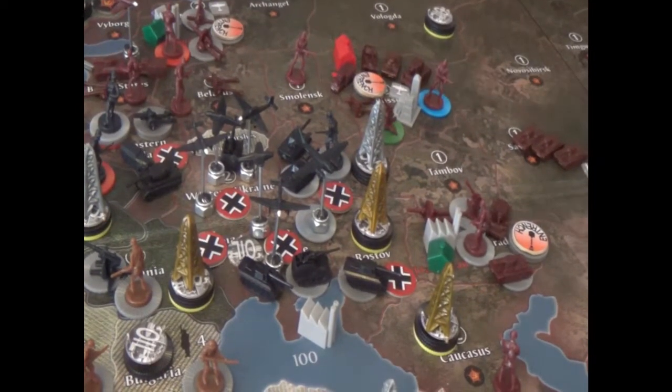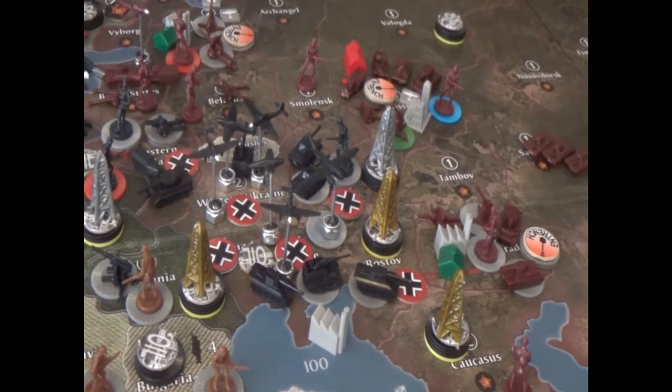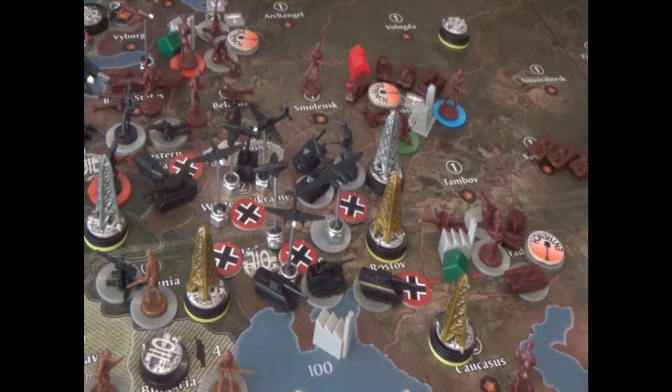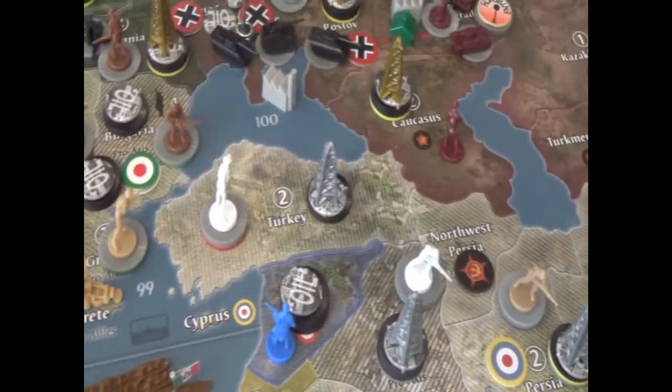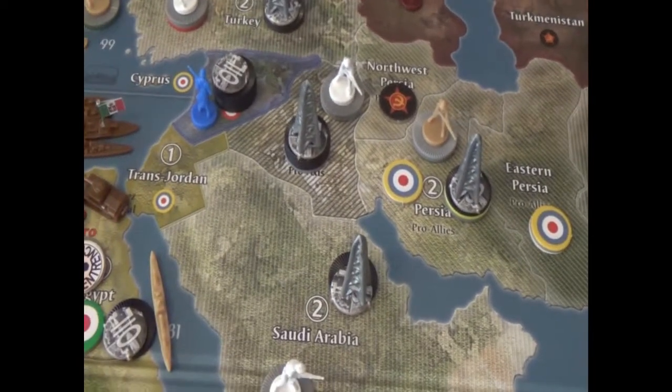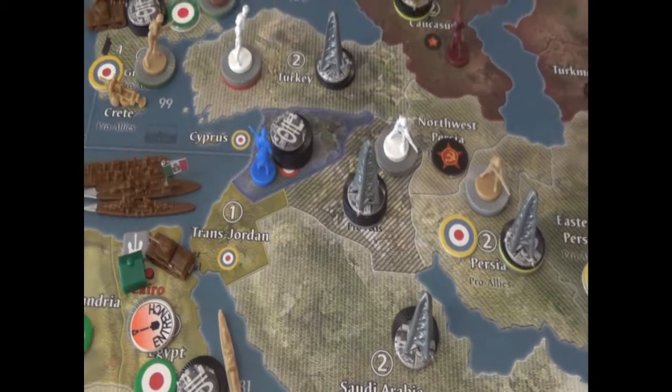so these oil fields have really been fun. They've added a whole different layer to it. And the last and final piece about this that I like is, you see there's oil in Turkey, and there's oil in Persia, and there's oil in Saudi Arabia.